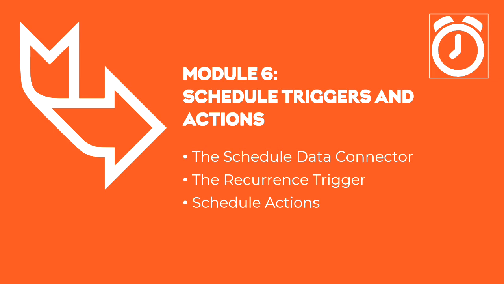Module 6 is all about how we can use our flows to process on a time basis using scheduled triggers and scheduled actions. So we're going to have a look at the scheduled data connector. We're going to see the trigger that's in there that we can use, and there are scheduled actions that we can perform that allow us to time not only the start of the flow, but when certain actions should occur within it.